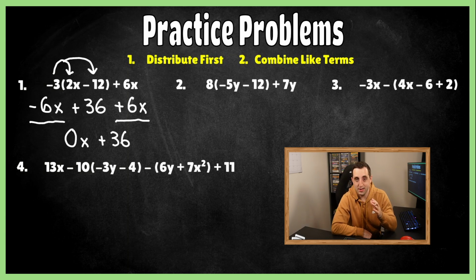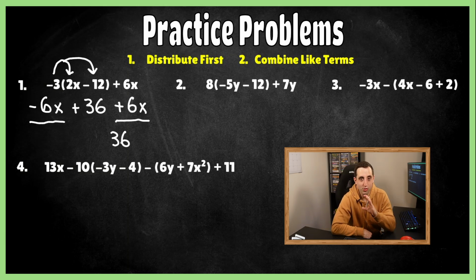So 0x isn't the proper way to write this. You don't have to write this at all because 0 times anything, it's going to disappear. So your final answer is just simply 36, that constant all by itself. So don't put 0x, don't get into the habit of that, right? Very, very bad habit to get into. Because technically if you're writing an x there, well, it's 1x, not 0x, because it wouldn't be there to begin with.